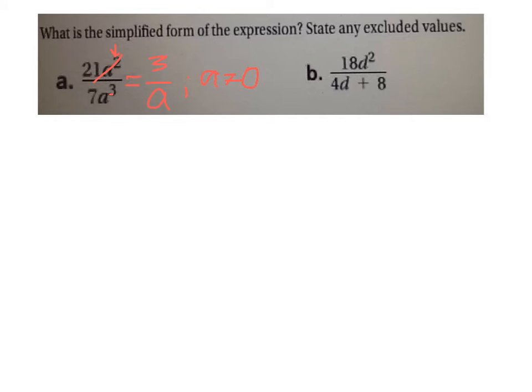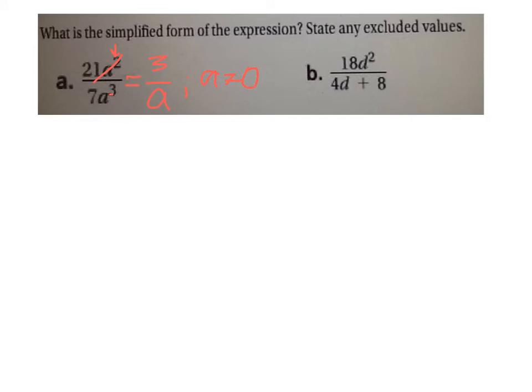18d squared on top, 4d plus 8 on the bottom. Now this one is kind of meshing the two. It's a monomial on top and a binomial on the bottom, and that's the first time we've really looked at that. So we're just going to start by asking ourselves, what are the common factors? We have an 18, a 4, and an 8 for our regular numbers, so you're thinking, do they share any factors?